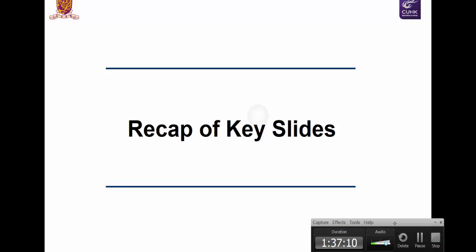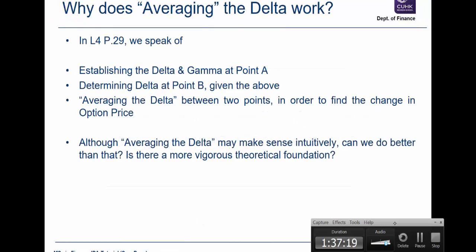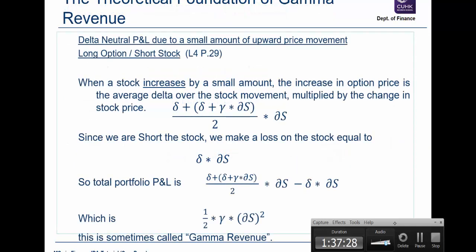Why is that not working? The connection between delta and gamma and theta, the averaging delta, so to speak. I keep doing it like geometry, but there is actually a very sound theoretical basis behind all of that, okay?